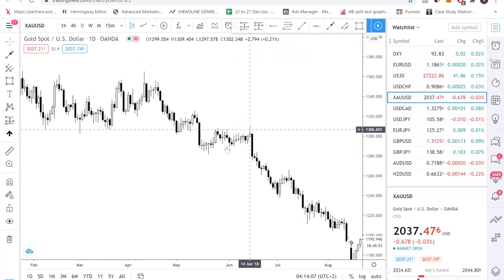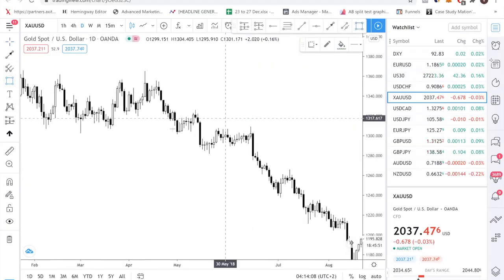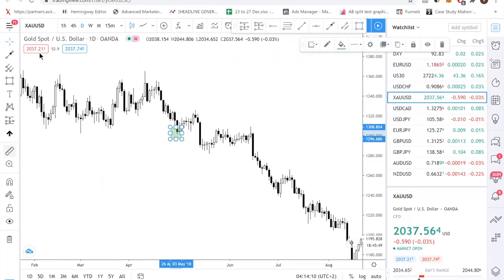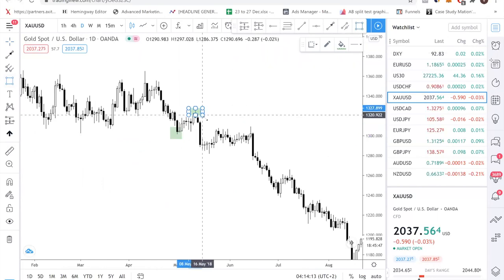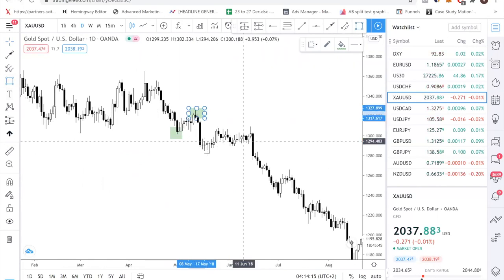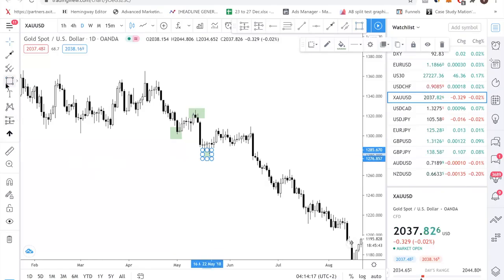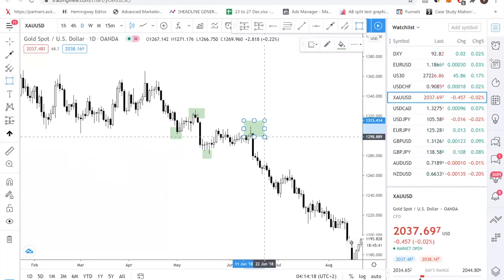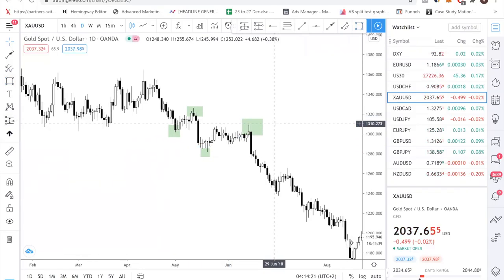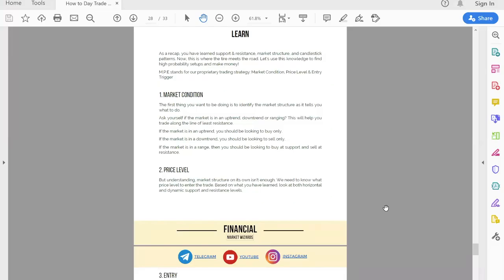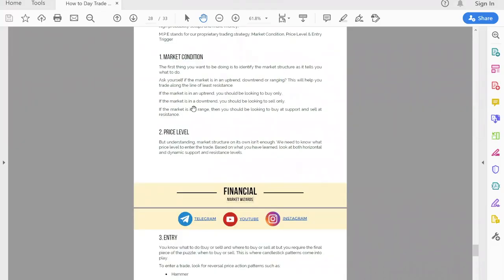Okay, so this is a bearish example, very simple. You have a low here, and then you have a high here, and then you have a lower low, and then you have a lower high. It's that simple. So this is step 1 of the day trading guide, step 1 of the MPE strategy that we have in this PDF for you. The details are here.